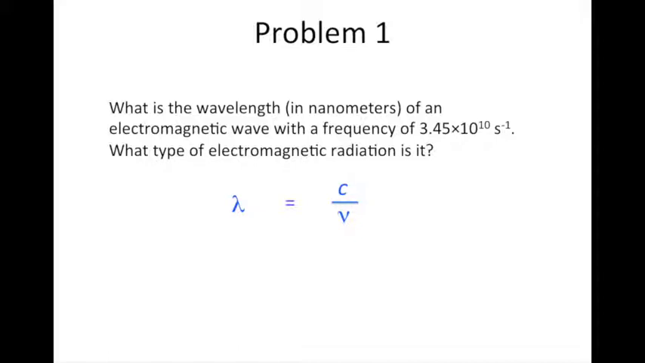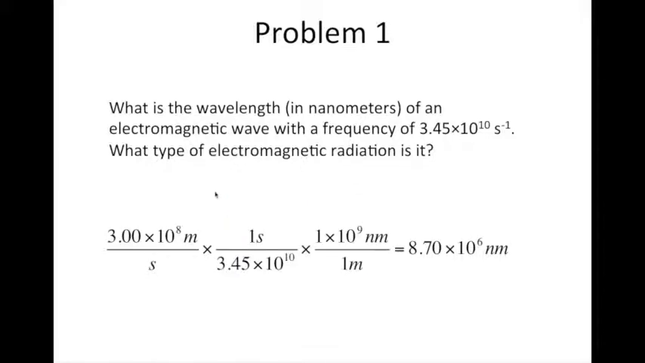Okay, so in this problem we're asked for the wavelength and we're given the frequency. So we could solve using this equation. The wavelength is equal to the speed of light divided by the frequency. Now I like to solve these problems in a dimensional analysis setup. So here I have the speed of light, 3.00 times 10 to the 8th meters per second, times 1 over the frequency. So again, frequency is seconds to the -1. So I have units of seconds here and the frequency on the bottom. So I'm dividing essentially by the frequency, 3.45 times 10 to the 10th.